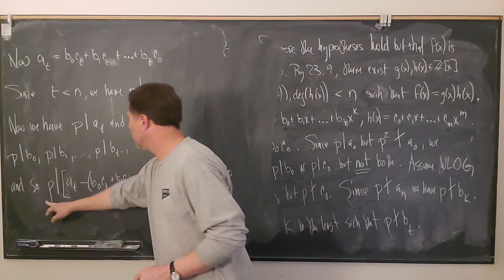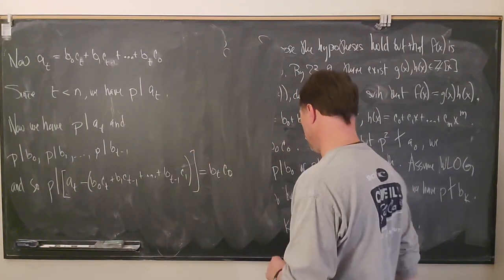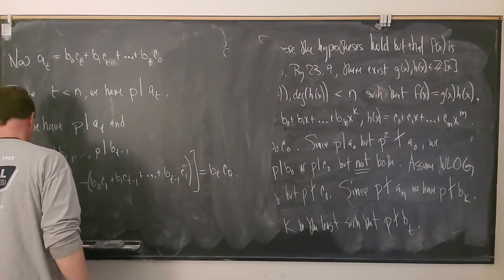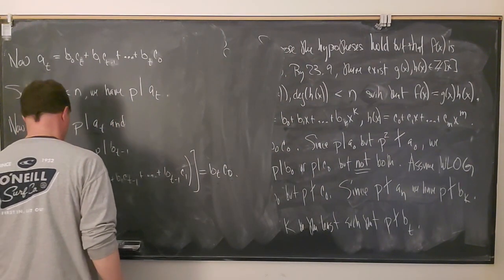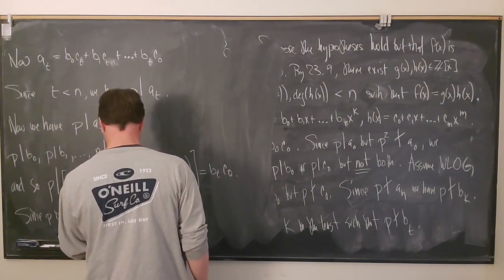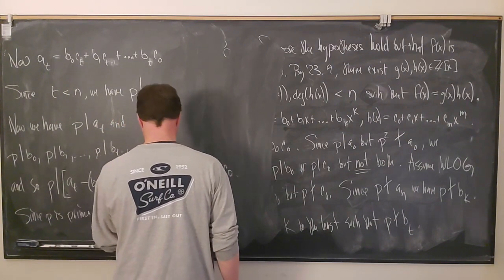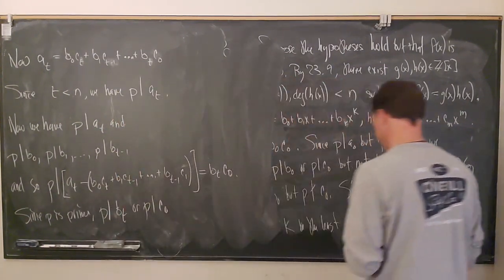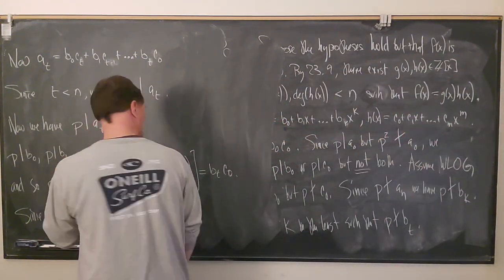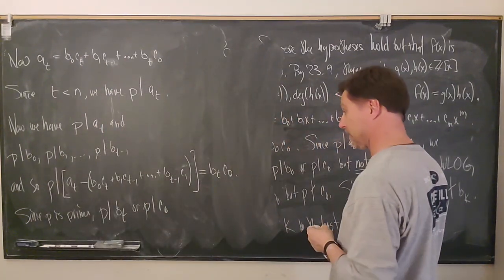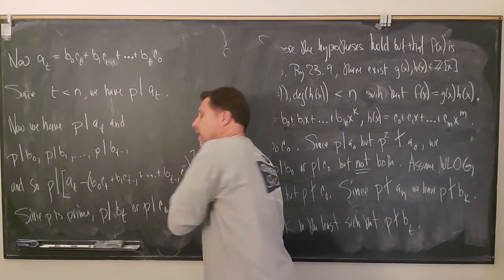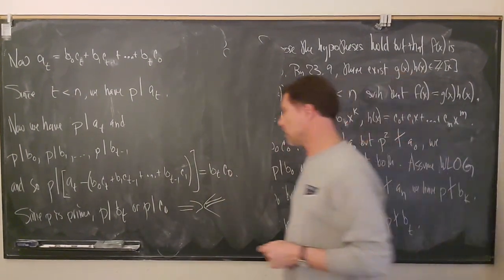So p divides b sub t times c0, but p is a prime number, so since p is prime, p divides b sub t, or p divides c0, but we know that it doesn't. t is the least such that p does not divide it. So this is a contradiction. What caused that contradiction? The assumption that we could factor in the first place.